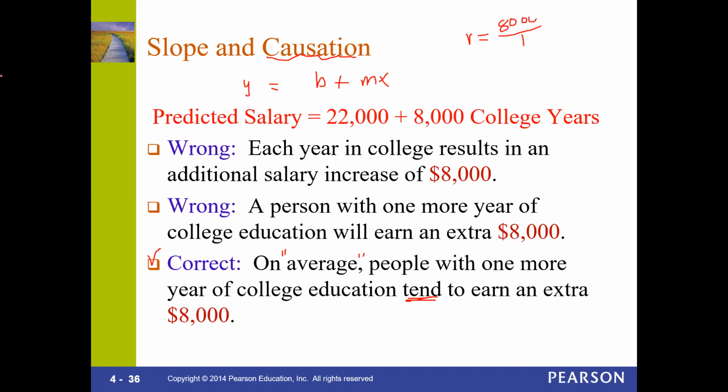Okay, so this is kind of trying to talk about the definition of the R. I can say also, some people say that for any increase of 1, the other one increases by 8, there's an increase of 8,000. That's another way to do it. But for day-to-day life, you want to say something like this: on average, people with one more year of college education tend to earn an extra $8,000. That's another way to do the interpretation, so keep this in mind also.